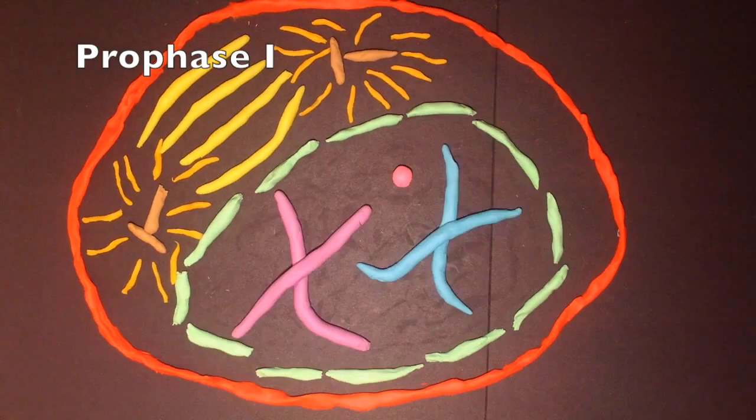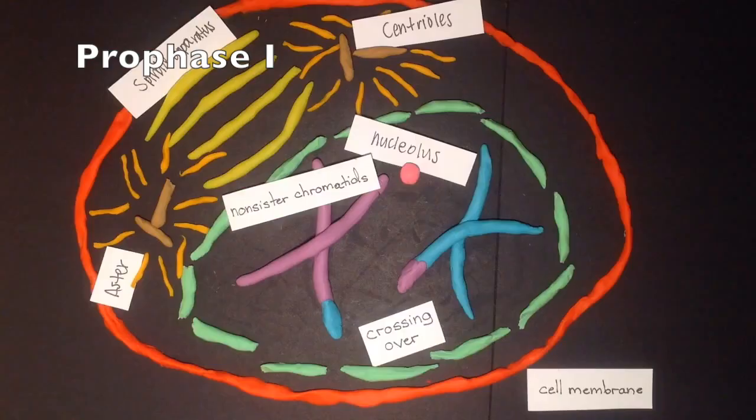In prophase 1, the nuclear envelope begins to break down, and chromatids condense into chromosomes. The spindle apparatus begins to form. Each chromosome pairs with its homologue, and crossing over occurs. Crossing over is when the DNA of non-sister chromatids is broken and rejoined to each other.